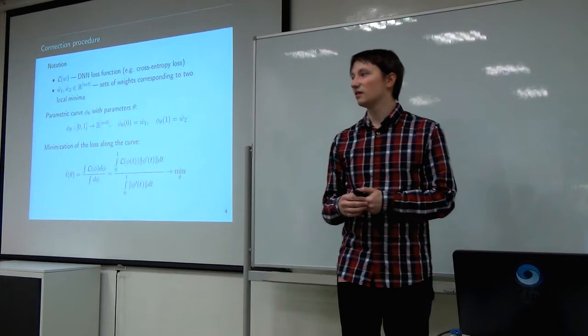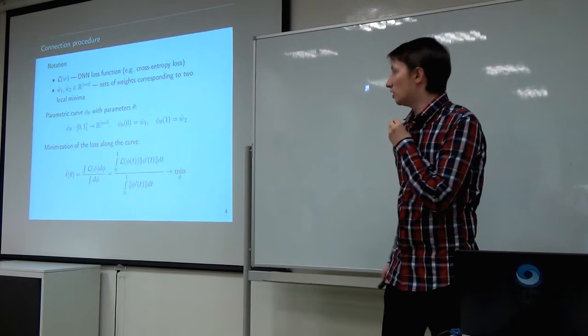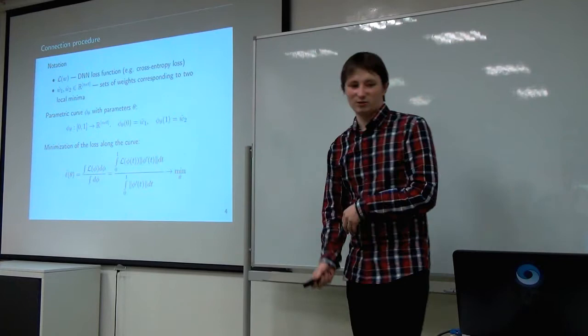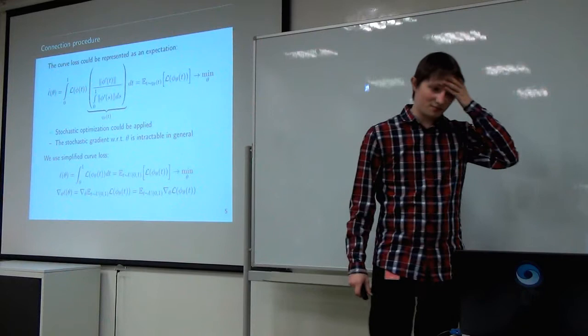And what is the family for phi? Just any curve? We will consider specific parameterizations. Well, now I talk about the general method. So how can we perform this optimization? We formulate this problem as a stochastic optimization problem.